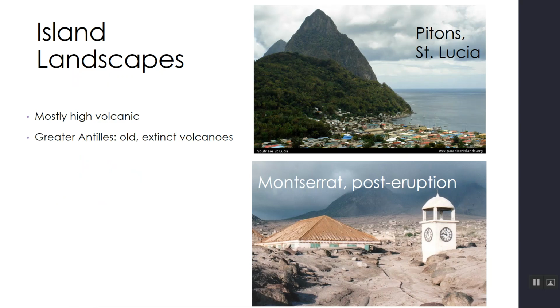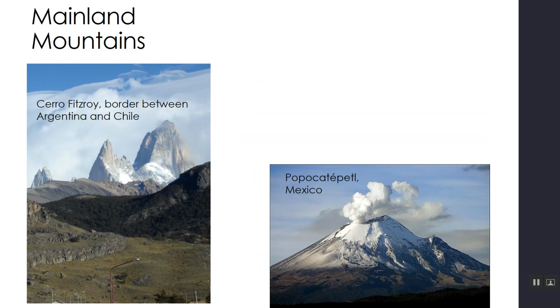The Greater Antilles are old, extinct volcanic islands, while the Lesser Antilles are newer, active volcanoes. You can see here a picture of Montserrat post-eruption, which erupted, I believe, in 1995, 1996. We also have this really strong windward and leeward pattern, which I'm going to mention several times in this lecture, but basically very rainy on the western side of mountains, and this is also true for the continents, not just the islands, and very dry on the leeward side.